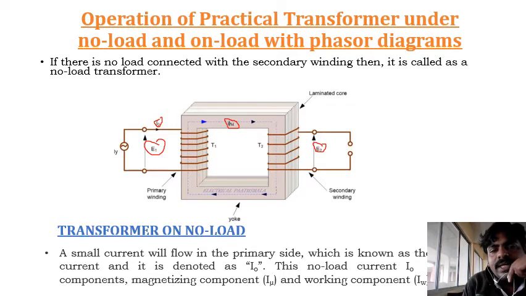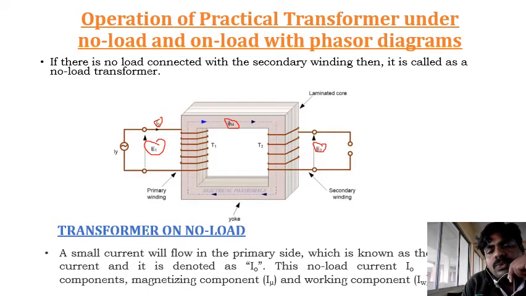So now this is regarding the constructional feature of the transformer. And let me move towards the transformer on no load condition. First we'll discuss what parameters we consider when the transformer is under no load condition. The transformer under no load condition means there is no load connected at the secondary terminal of the transformer.